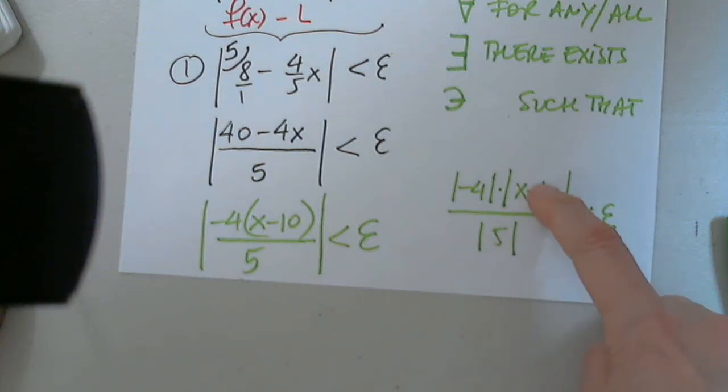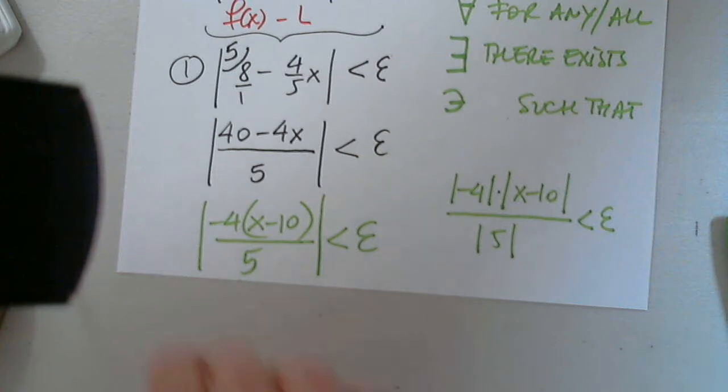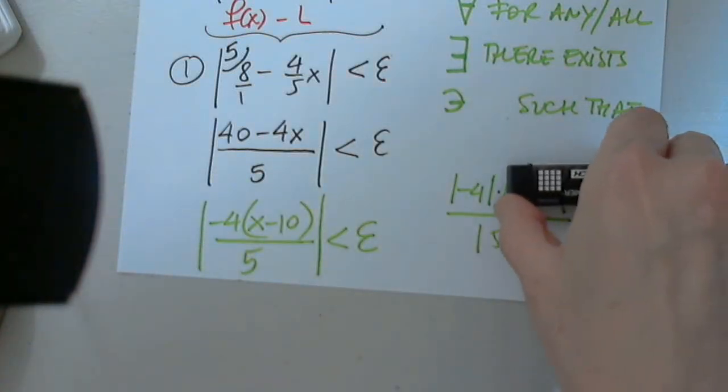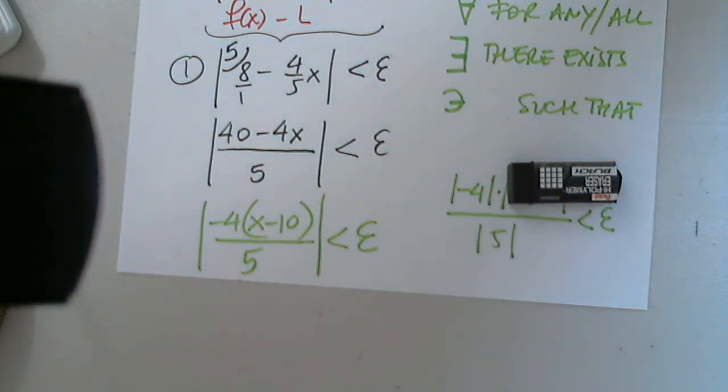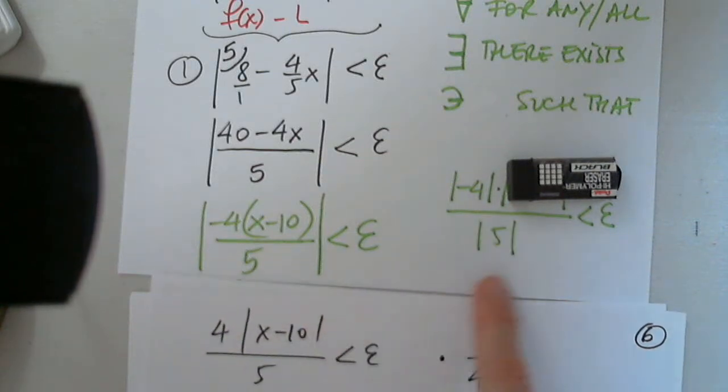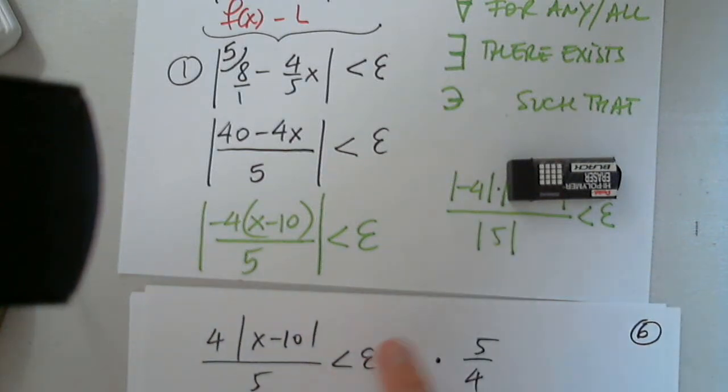I cannot touch this. This is completely carved in stone. I replace -4 in absolute value by 4. The absolute value of 5 is 5. And I'm solving for the absolute value of x minus 10.